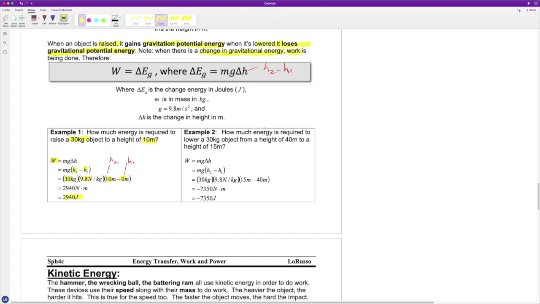Now, example 2: how much energy is required to lower a 30 kilogram object from a height of 40 meters to a height of 15? So in this case, our mass is 30, gravity is 9.8. Our final height is 15 meters, and our initial height was 40 meters. So that was our H2, and this is our H1. Now we get a negative number. And that negative number is okay. It just means that we've taken gravitational potential energy out of the system and put it elsewhere.